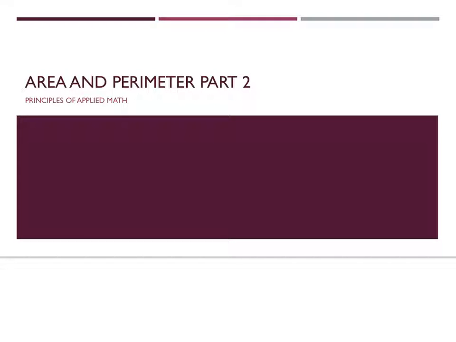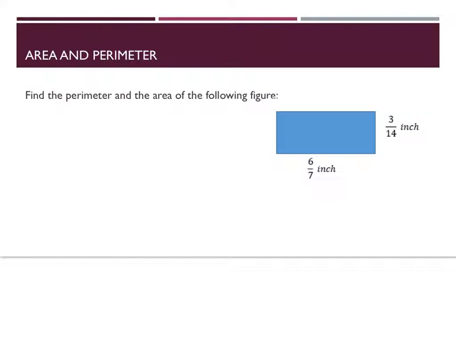The second part of area and perimeter really just takes what we've done and ups the skill level a little bit. Our first example is a regular old perimeter and area problem with a rectangle. The difference is now we want to use fractions as our length and width. Definitely want to be pulling out the calculator to do this.